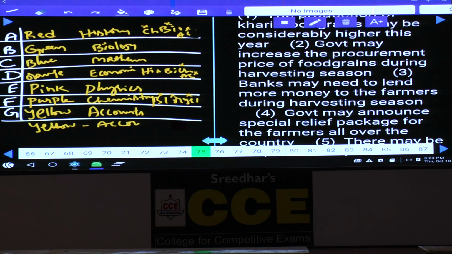Then condition number 3, banks may need to lend more money to the farmers during the harvest season. Now, as the rainfall is good, banks have to lend more amount, but at what time? In the cultivation season rather than the harvesting season. And harvesting season is what? Once the crop has been cultivated, only then the harvest season comes, isn't it? Hence the harvesting season is ruled out.